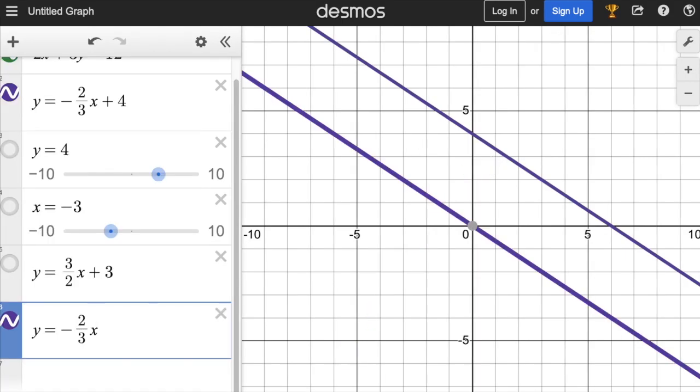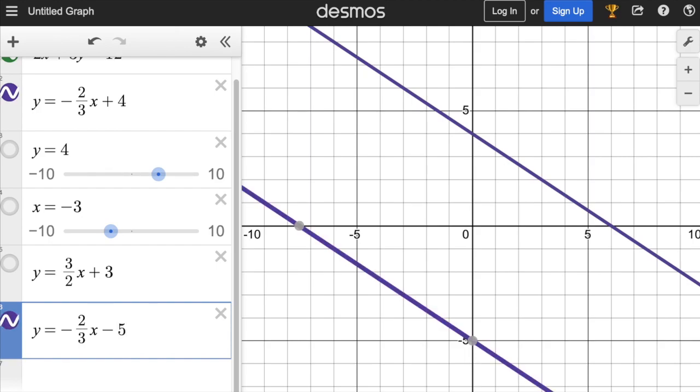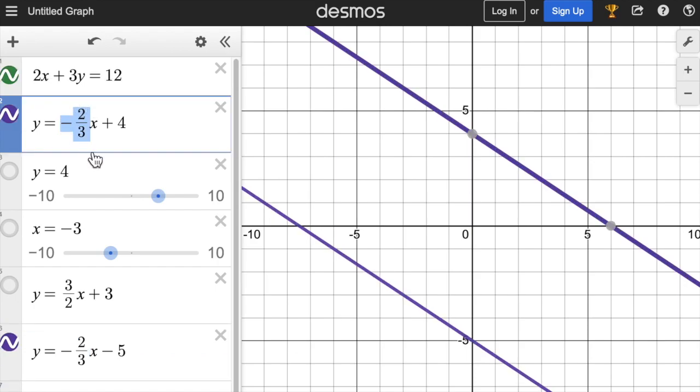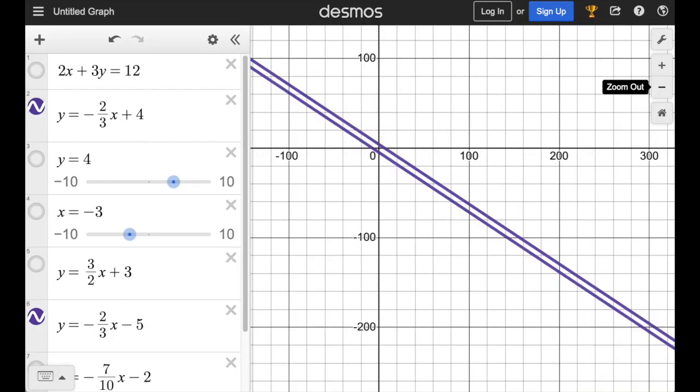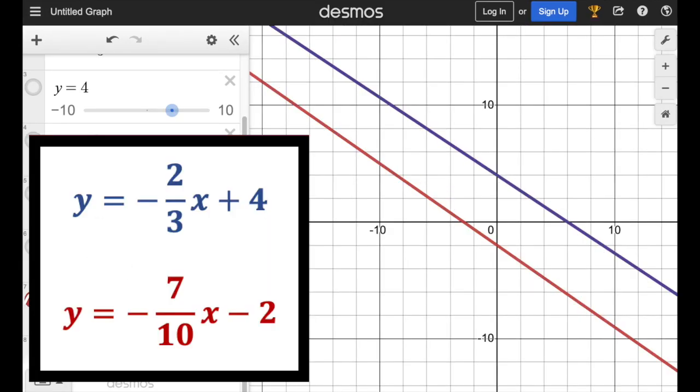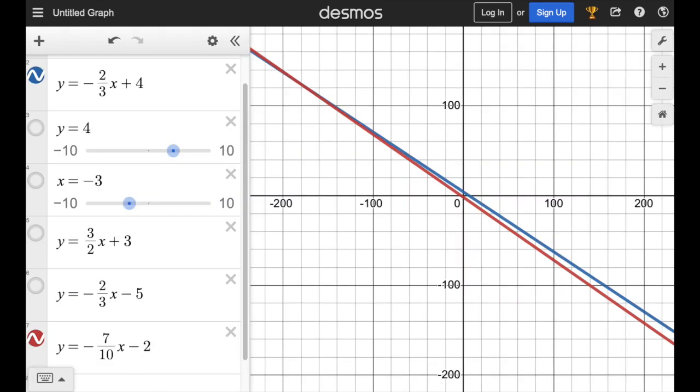We could also make up any y-intercept as long as we have the same slope, -2/3 over here and -2/3 over here. We would have two lines that never intersect. They're parallel. Even if you think the lines are looking to be parallel, if the slopes are not equal, -2/3, -7/10, those lines will intersect eventually. And here we can see that.